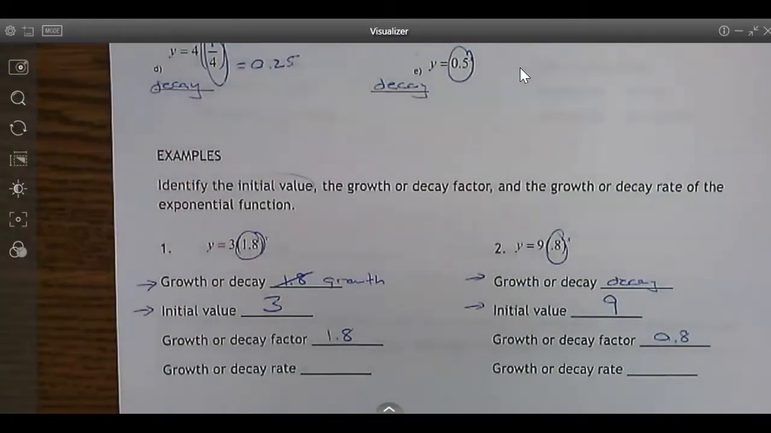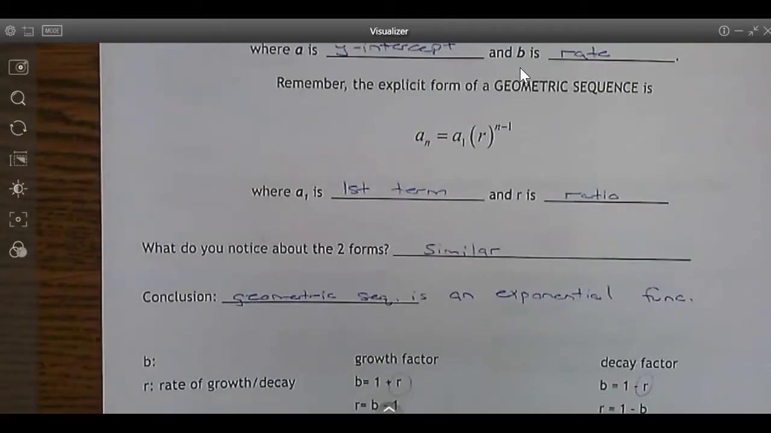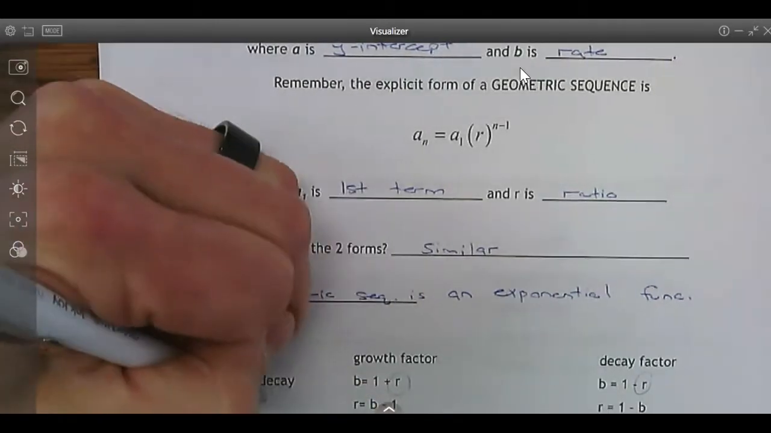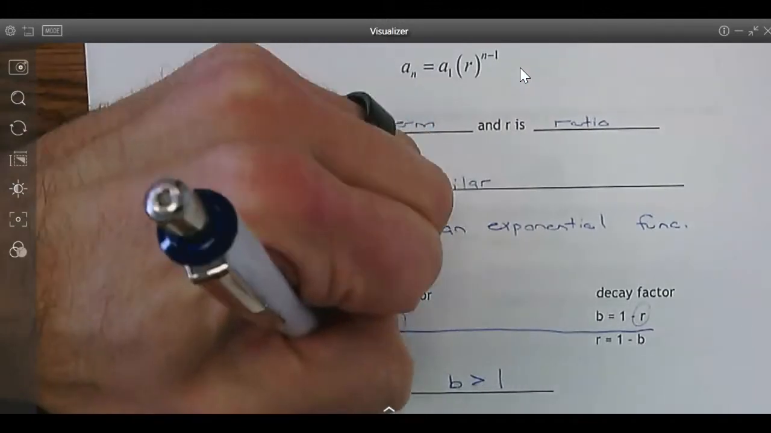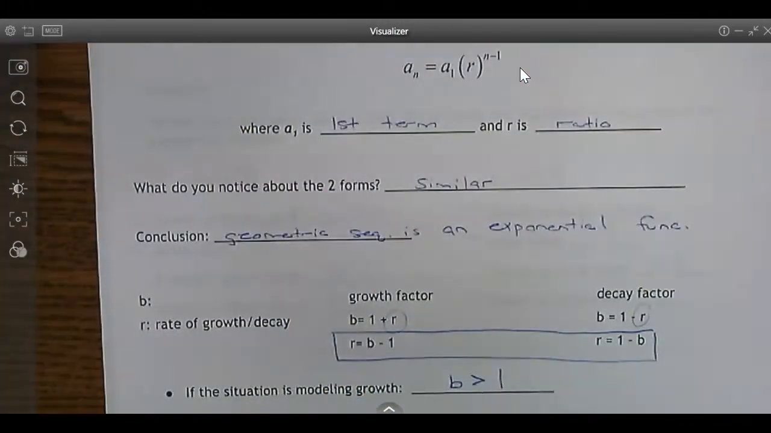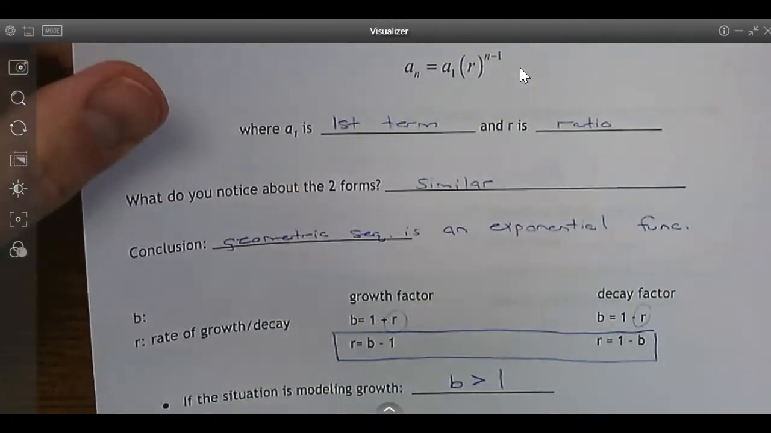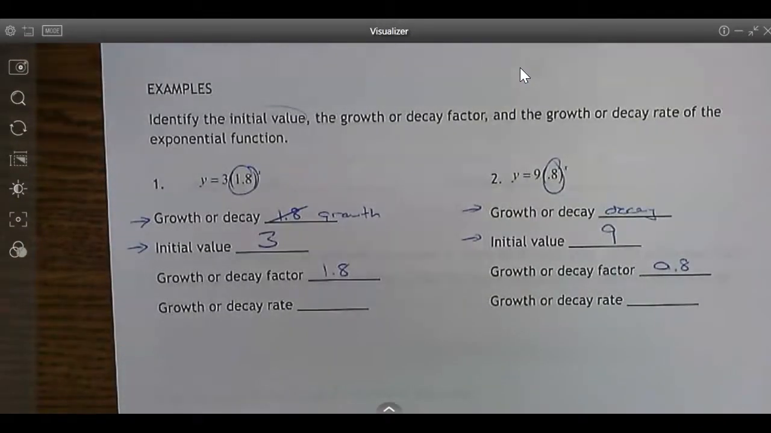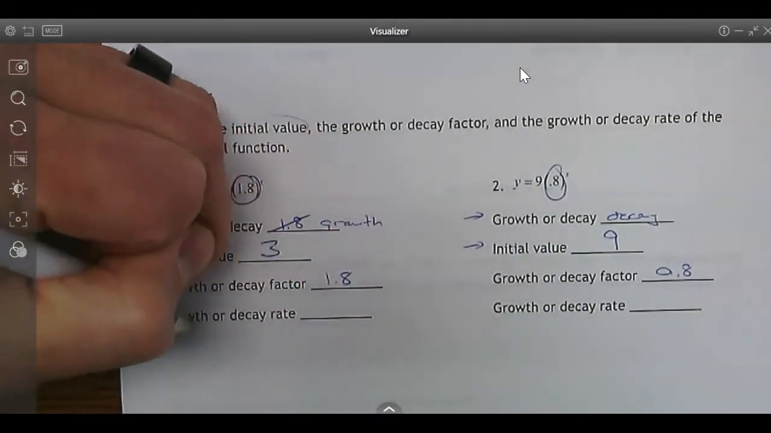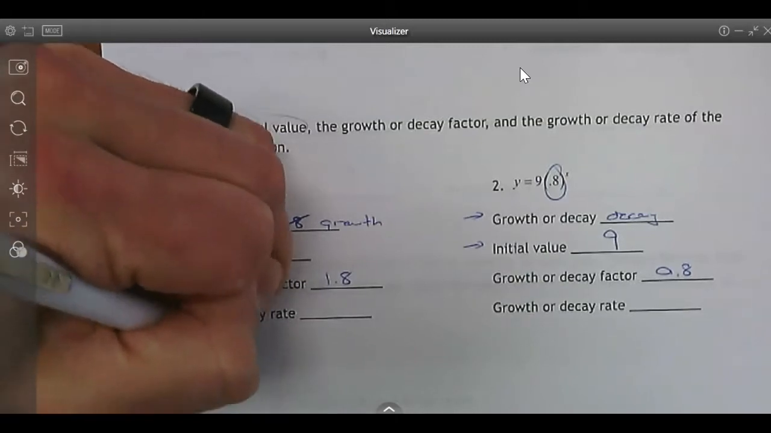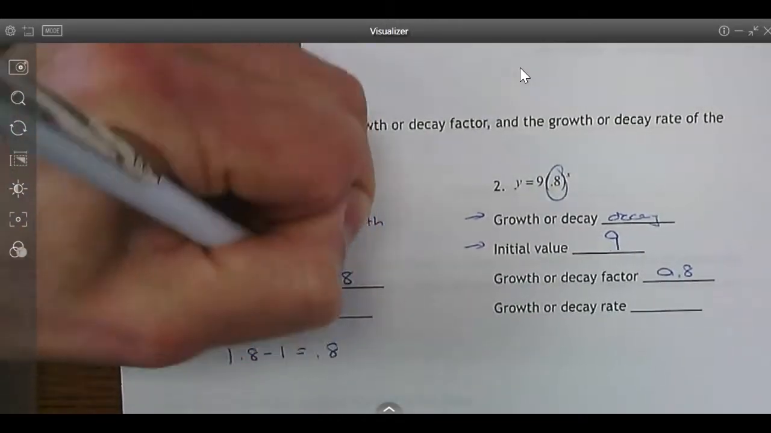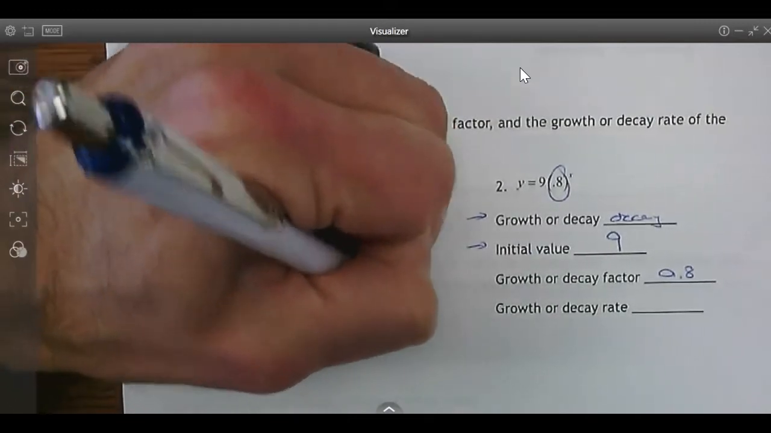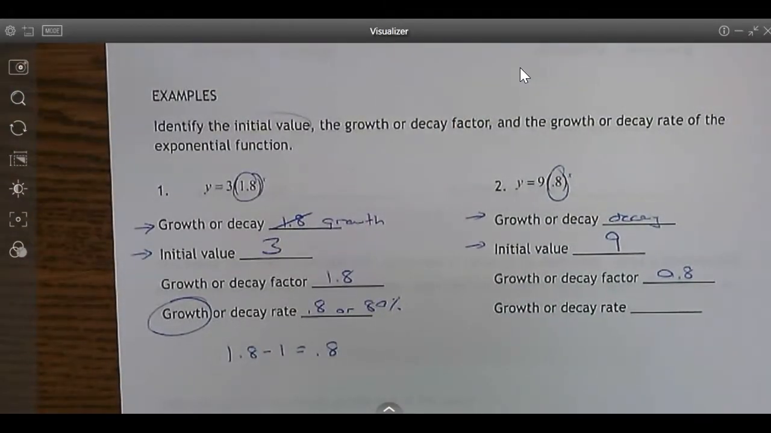Now this decay rate, this is going to be something new. So I'm going to go back to the previous page. This is what I'm using to find the rate. Okay. So in this case, this was growth. So the growth rate, 1.8 minus 1 is 0.8. So this is 0.8, or if I change it to a percentage, 80% growth.